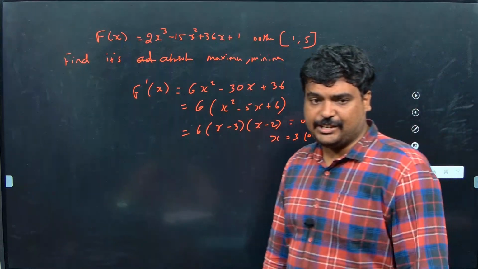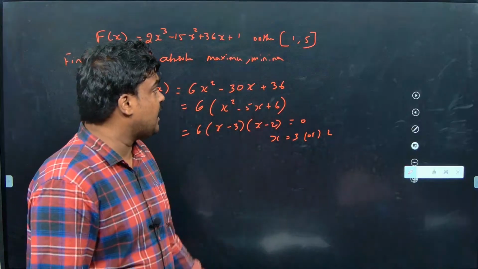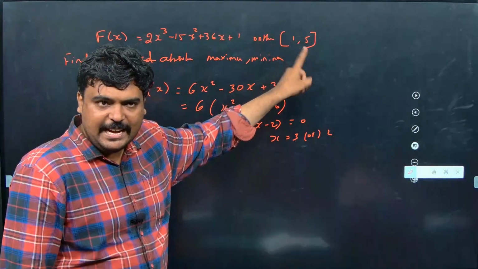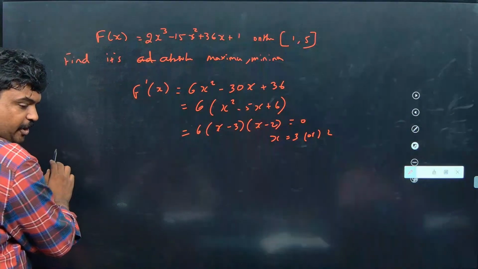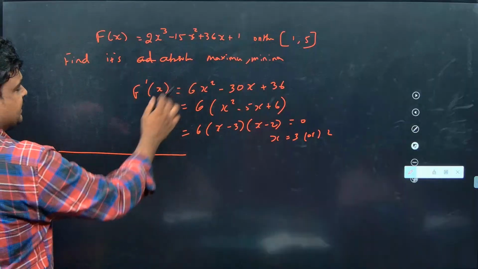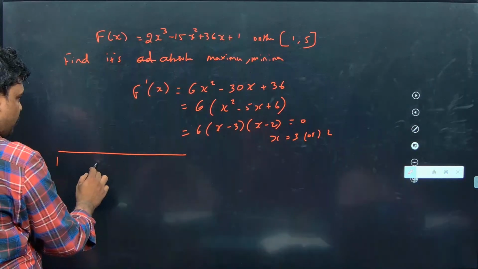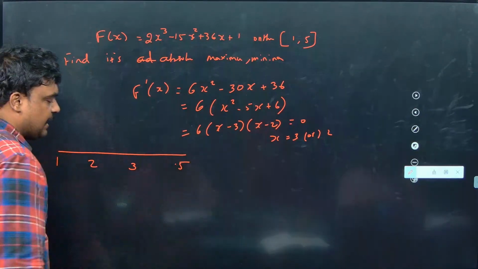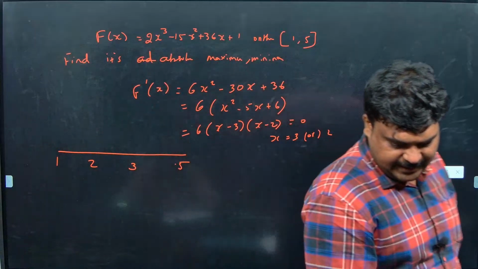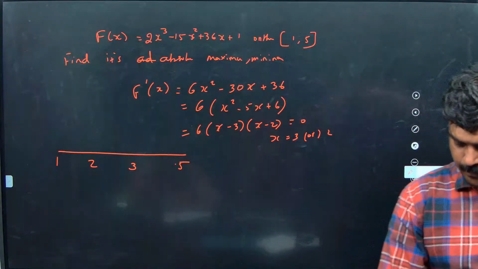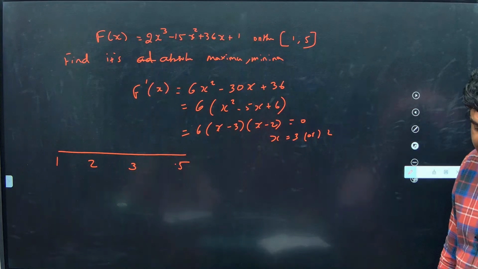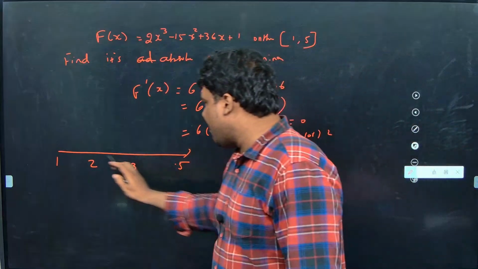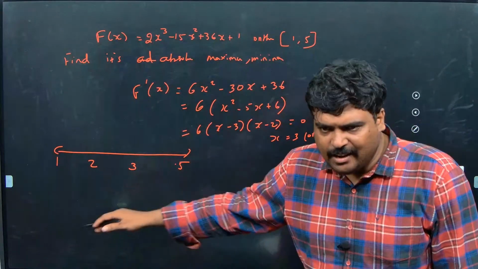Whenever I am taking critical points, I also want to consider what? My end points. So what I am going to do? I am going to put a line where it starts with 1 and it will go to 2, 3, 5. Correct? That's all, right? I have these points. So 1, 2, 3, 5. Now if I go for second order differentiation, what I can do? I have only 4 points.